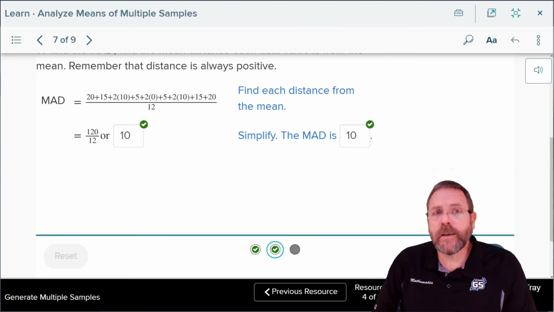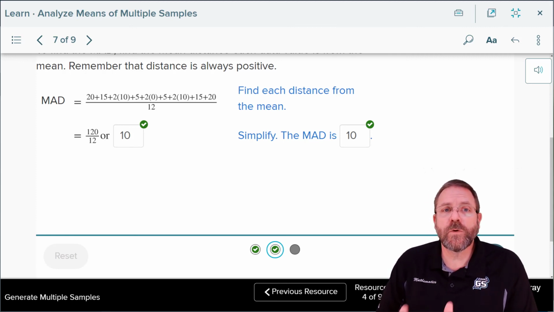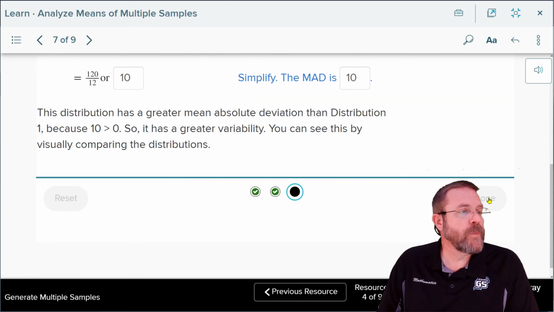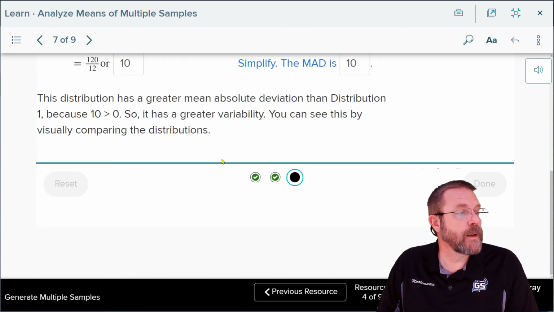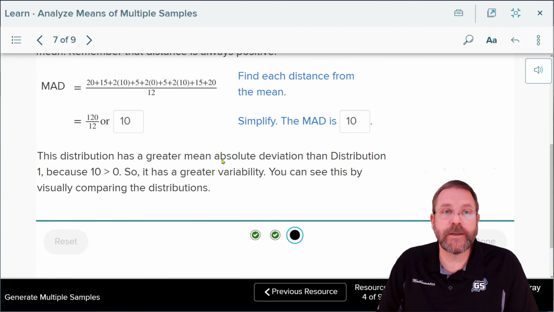Now, the last mean absolute deviation we had was 0, and that showed there was no deviation. For this one, I'm thinking there's a pretty significant deviation. This distribution has a greater mean absolute deviation than the distribution in the first graph we looked at, number 1. 10 is greater than 0, because remember we had a mean absolute deviation of 10 in this one and 0 in the first one, so it has greater variability. And you can see this by simply looking at the graph and visually comparing your data sets, right?